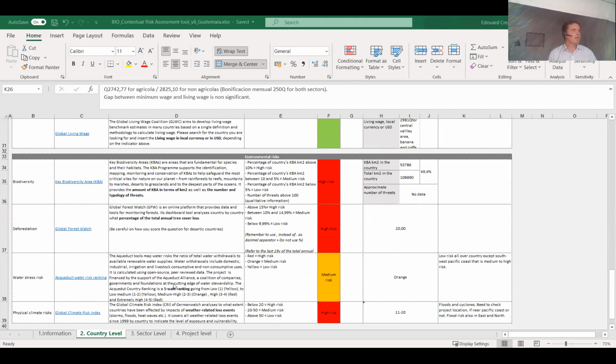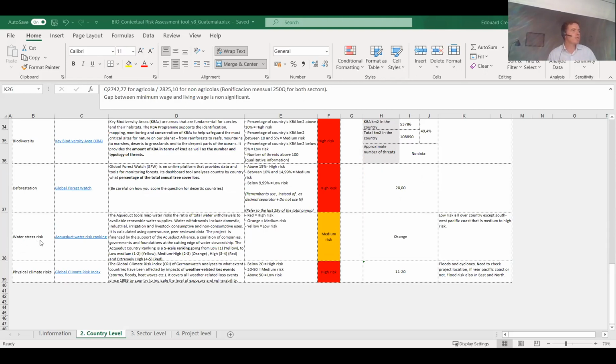And then we'll also look at environmental risk like biodiversity, the Key Biodiversity Areas. KBA is a website which provides coverage of all the key areas of biodiversity around the globe. If you are in one of them, it doesn't mean you are in a natural habitat or there is an impact on biodiversity, but it means you need to look at this at least. We look at deforestation rates, at water stress risk and physical climate risk.